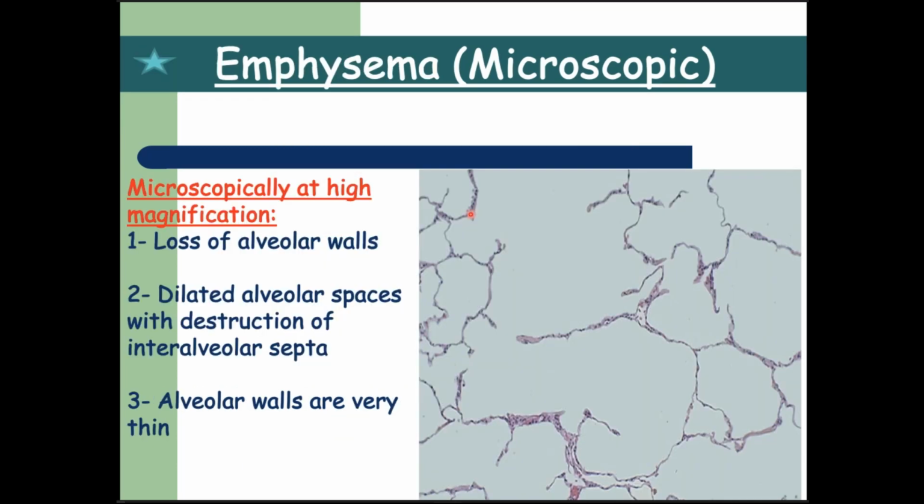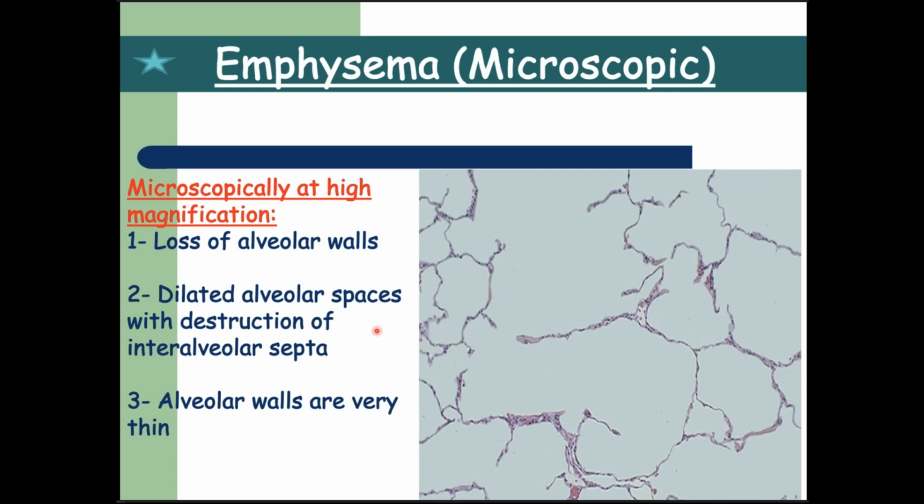But in emphysema, what happens? The walls are broken. There's loss of alveolar walls. So this is an important question, important slide. What are the microscopic features of emphysema? There's loss of alveolar walls. There's dilatation of the alveolar spaces. Normal spaces are small, but here there's dilatation of the alveolar spaces and destruction of the interalveolar septa.